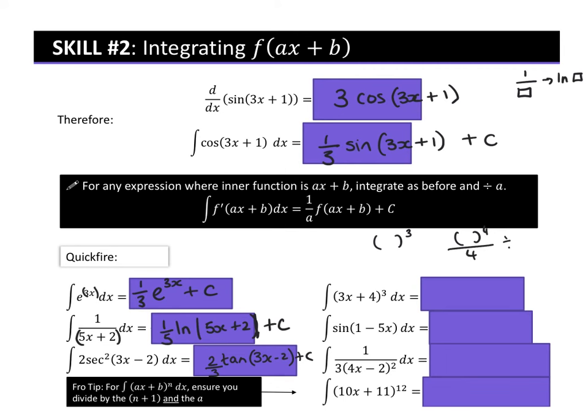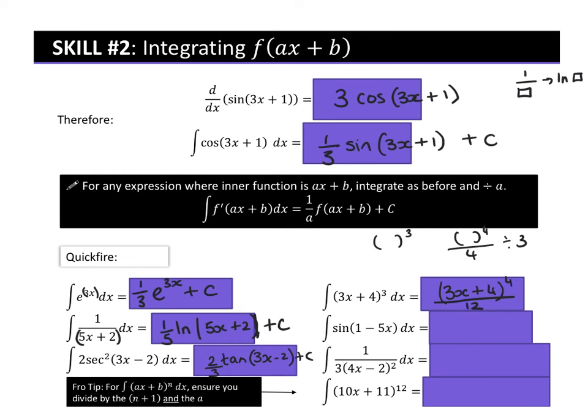So what we're going to do is we're going to have 3x plus 4, now to the power of 4, over 12. Because we've divided this by the differential of the bracket in this case. A quarter divided by 3 is 12. Okay, the next one, sine of 1 minus 5x.